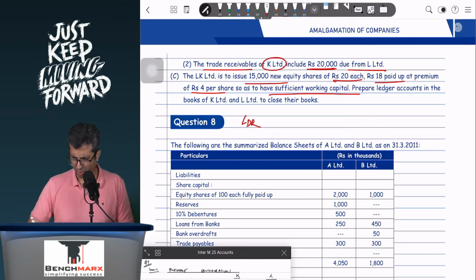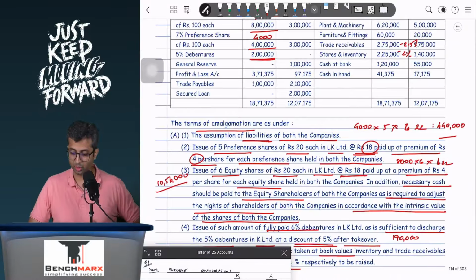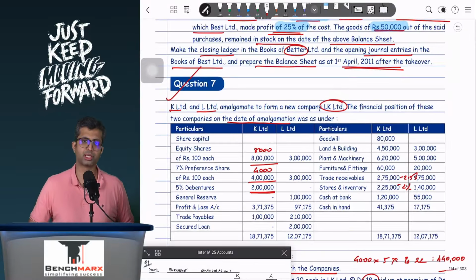15,000 into 22, 3,30,000. Prepare the ledger accounts in the books of K and L to close their accounts. So I'll have to prepare the ledger accounts in the books of the selling company. Nothing is asked in the books of the purchasing company. For everything, you'll have to first calculate PC.